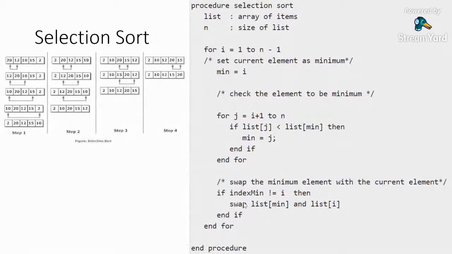This is the difference between the number of swappings and the number of comparisons. This is the selection sort. Selection sort is basically based on finding the smallest element and placing it at the first position.